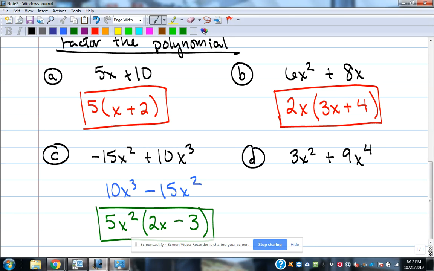Is that in order? No, we need to rearrange it. 9x to the 4th plus 3x squared. Put the descending order on there. GCF of 9x to the 4th and 3x squared.